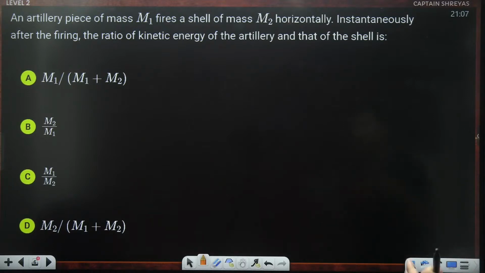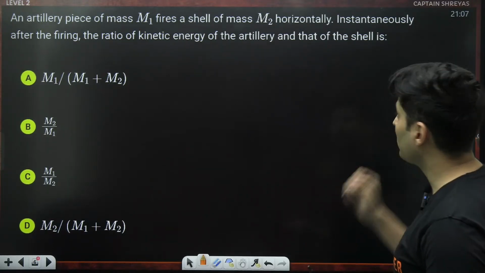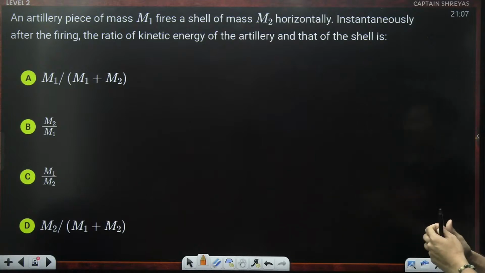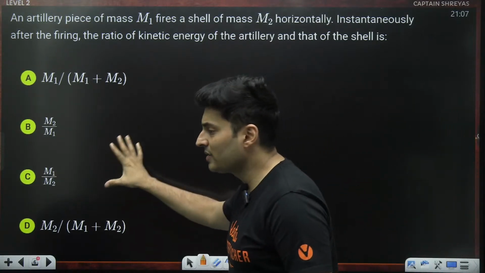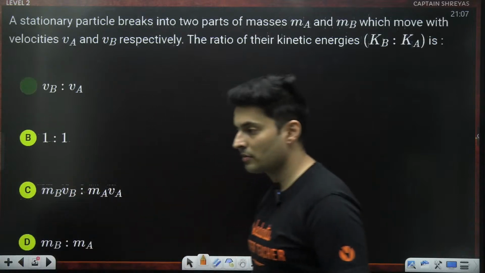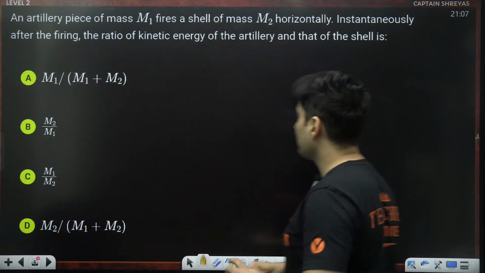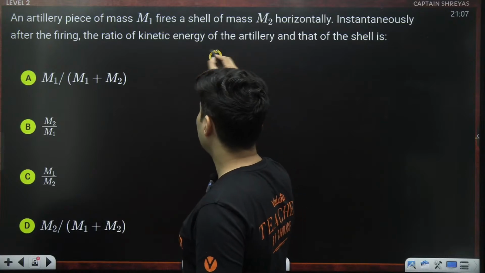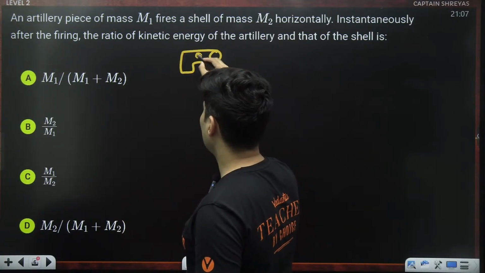There is an artillery piece of mass m1 which fires a shell of mass m2 horizontally. Instantly after firing, what is the ratio of the kinetic energy of the artillery to the shell? Tell me, how is this question different from this question? Not at all different, because what this question says is that maybe there is a gun over here and there is a shell inside of it.